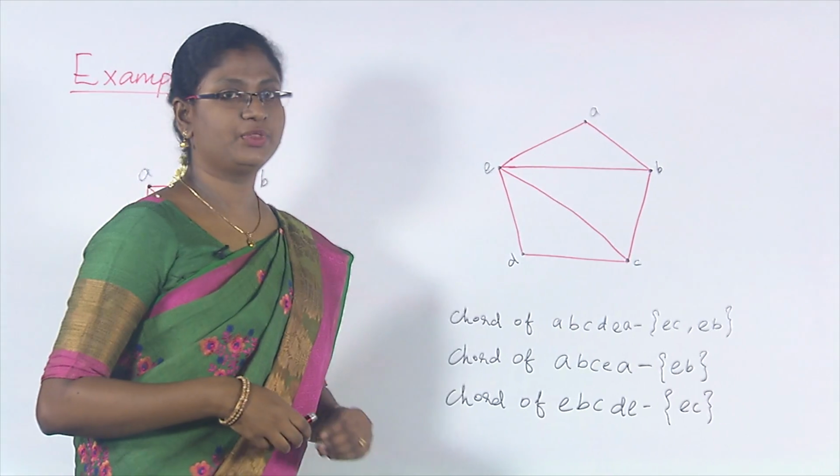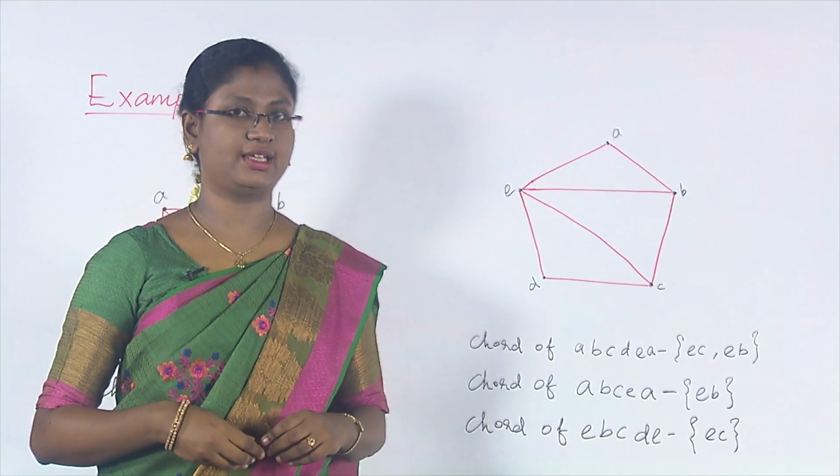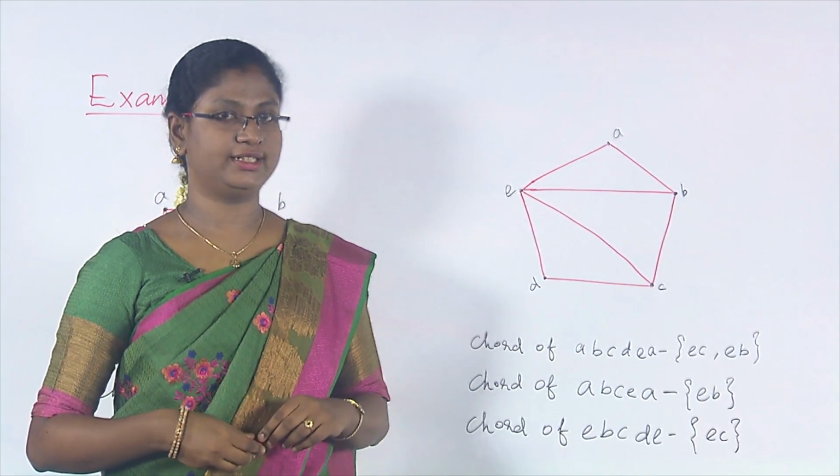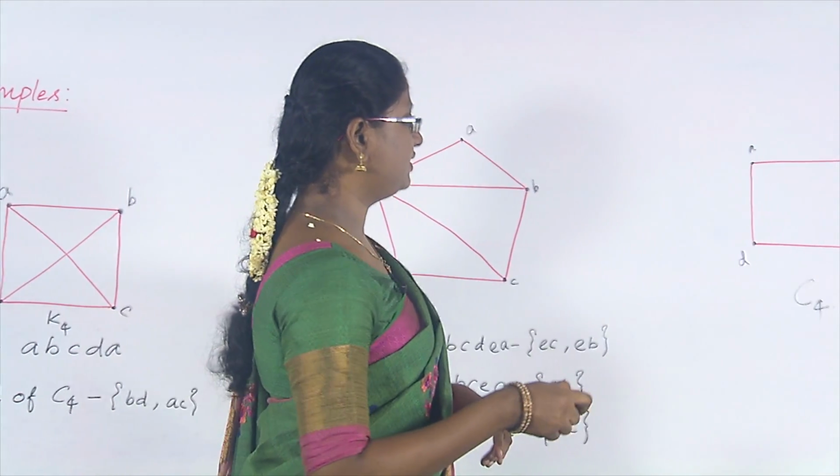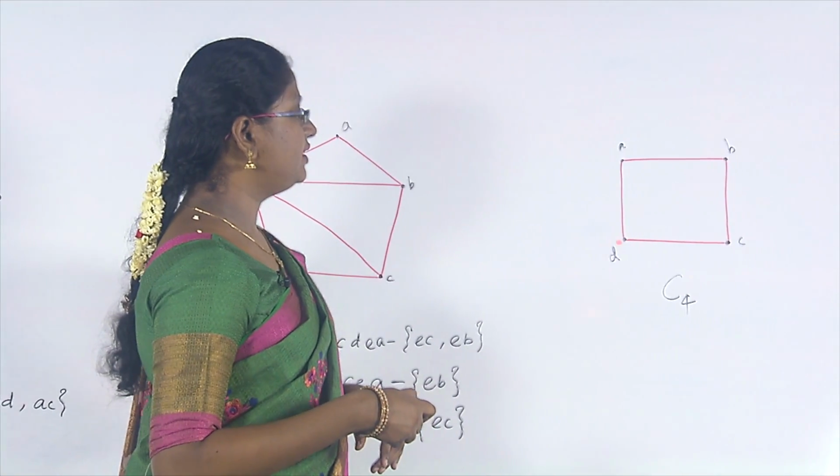Okay. So from the definition itself, we can say a cycle is not a chordal graph. For example, consider this cycle C4. So C4 is a cycle.